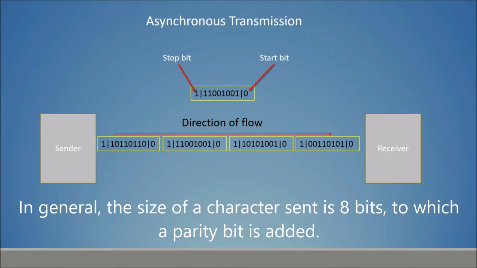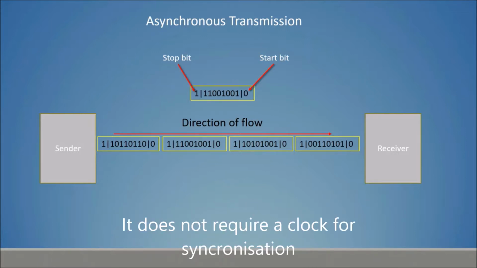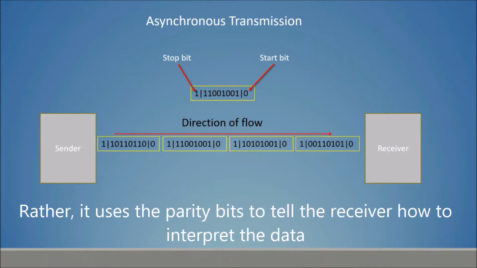In general, the size of a character sent is 8 bits, to which a parity bit is added. It does not require a clock for synchronization. Rather, it uses the parity bits to tell the receiver how to interpret the data.